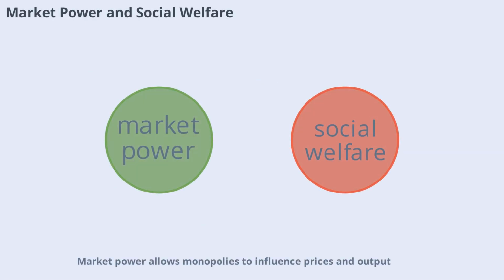Market power allows monopolies to influence prices and output, but this often reduces social welfare. The loss in consumer surplus and the creation of deadweight loss mean that society as a whole is worse off compared to a competitive market. Policymakers must weigh these costs when considering how to address monopoly power.